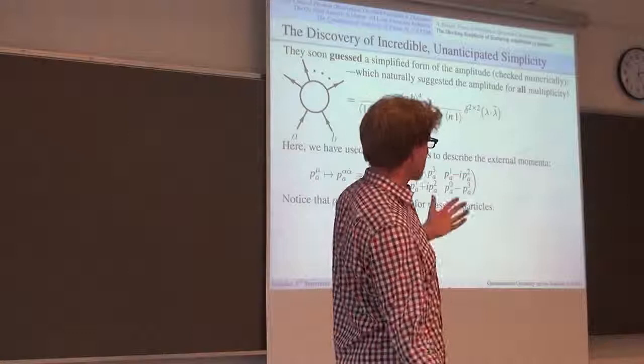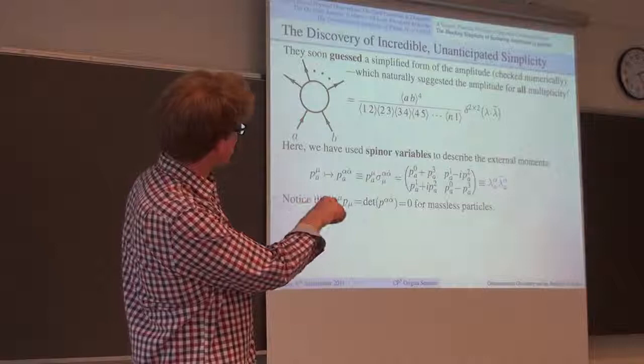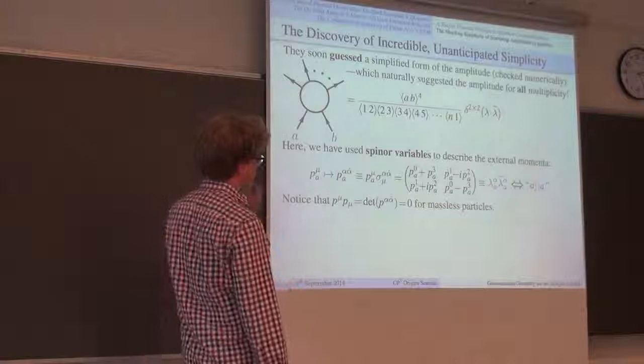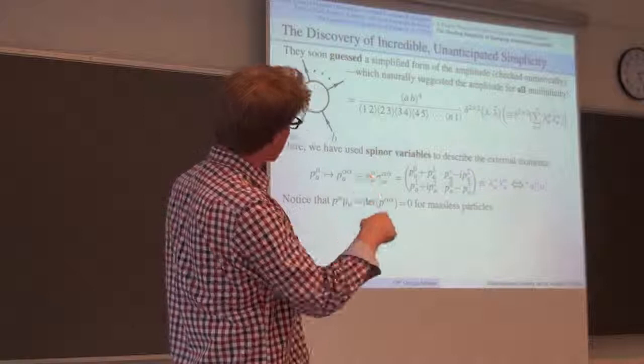So you write it as lambda, lambda tilde. And if you notice there's one extra degree of freedom there, that's because this identification is left invariant if we rescale lambda by anything and lambda tilde by the inverse. And the lambdas are associated with the angle brackets and the lambda tildes with the square brackets. Now momentum conservation here is basically a statement that the sum of the momenta is zero. I've taken all the momenta to be incoming here.